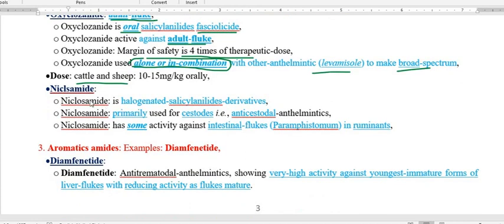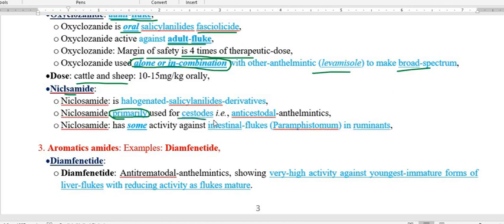And the last one is niclosamide. Here you have to put niclosamide. So niclosamide is a halogenated salicylanilide, and in this group, niclosamide is primarily for cestodes.